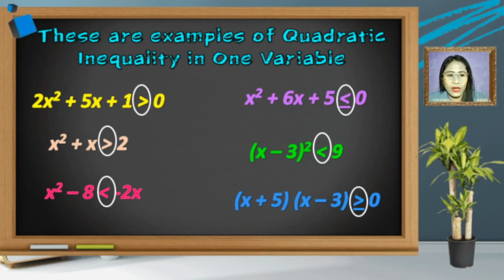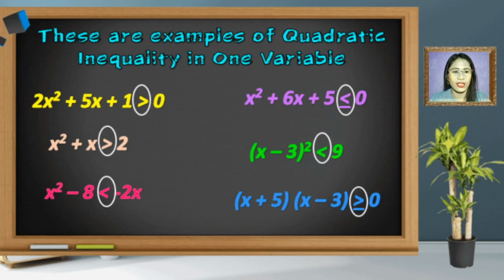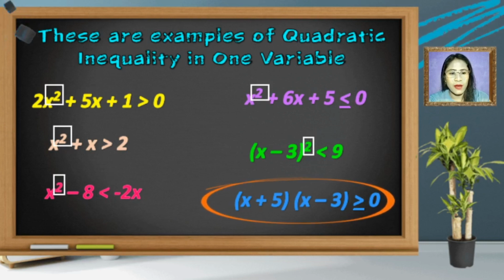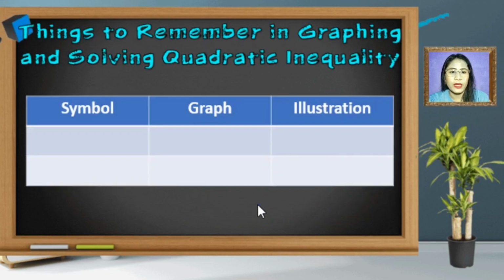So, as you can see, they all have inequality symbol. So, lahat sila may inequality symbol and the highest exponent is 2. No? So, yun yung makikita mong highest exponent sa kanila. And in this example, x plus 5 times x minus 3 is greater than or equal to 0, if you do the FOIL method, magiging highest exponent nila ay 2.